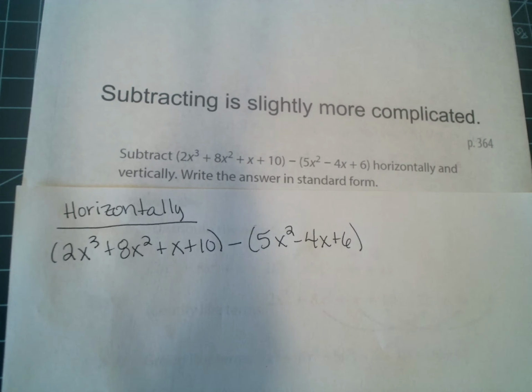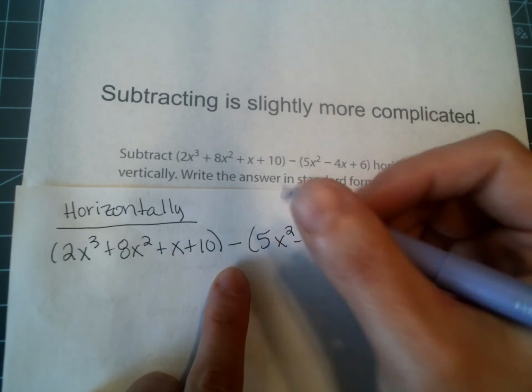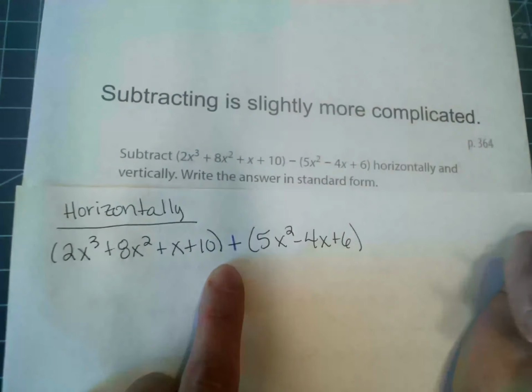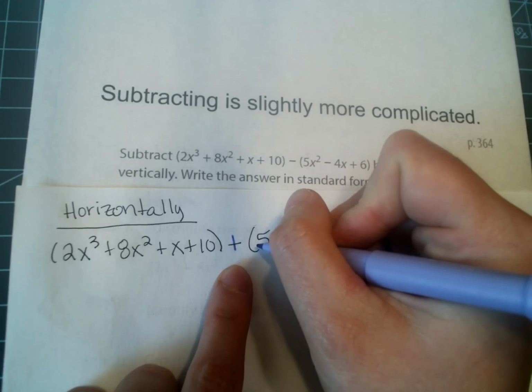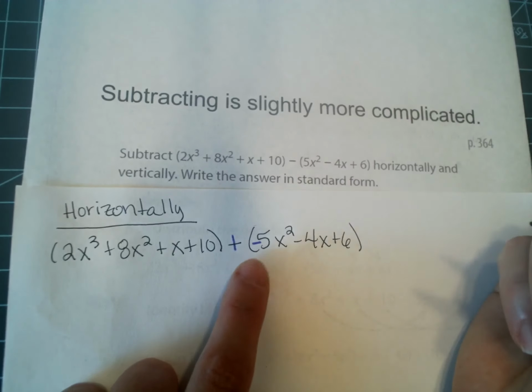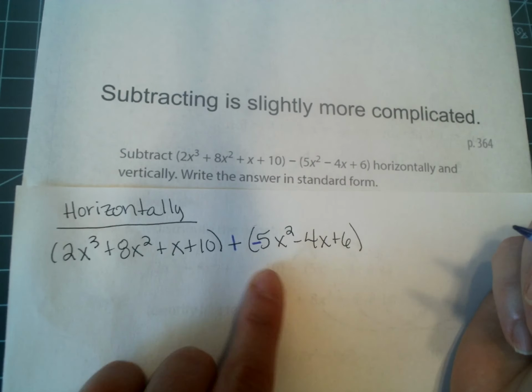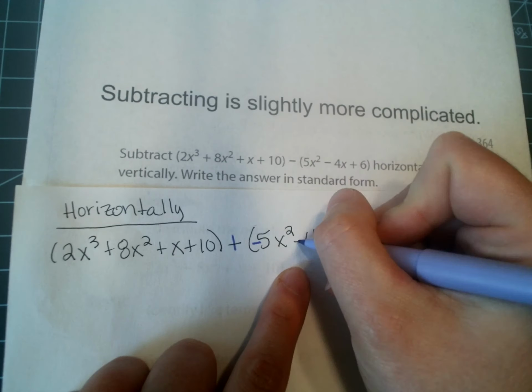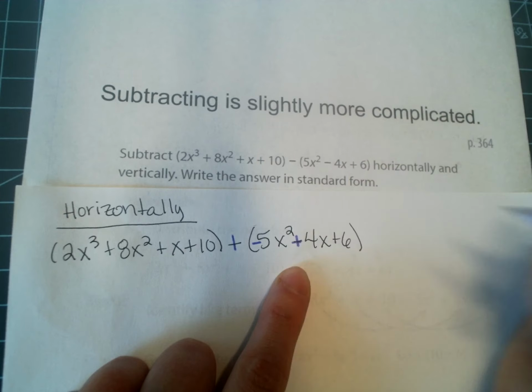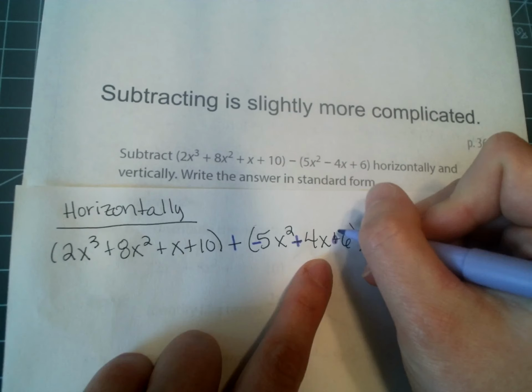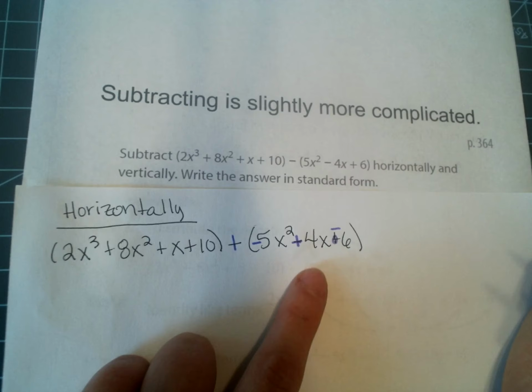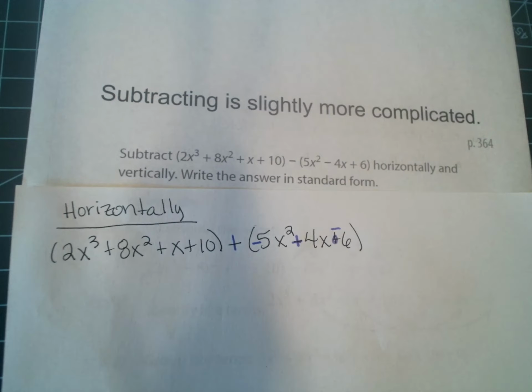But when I do that, I have to change every sign after that. So the positive 5 will become a negative 5. The minus 4x will become a plus 4x. And the plus 6 becomes a minus 6. So now it's just like the addition we just did. I'll pick out the like terms. We have 2x to the third. There's nothing like that, so I'm just going to bring down 2x to the third.